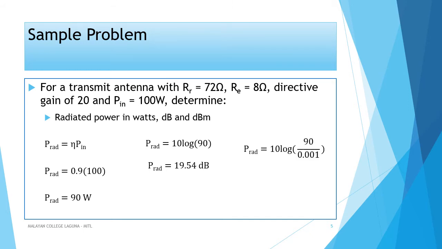And then for the dBm, it's pretty straightforward. So we have the radiated power is equal to 10 log of 90 divided by 0.001. This denominator is what we will add inside the logarithm to get the dBm value. So if we calculate for that, it will give us a radiated power of 49.54 dBm. So still an easy question.